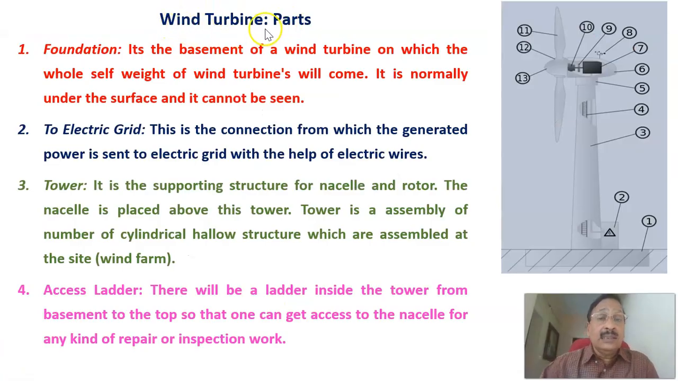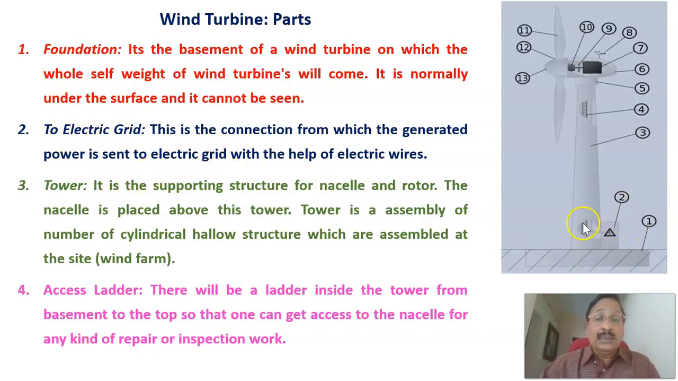Now let us see the different parts of a wind turbine. A wind turbine has been shown here. First one is the foundation, that is this one, number 1. It is the basement of the wind turbine on which the whole self weight of the wind turbine will come. It is normally under the surface and cannot be seen. That is called the foundation, below the surface.